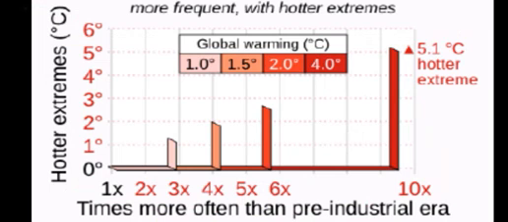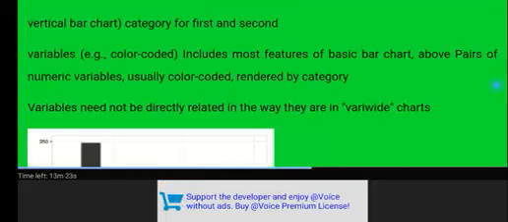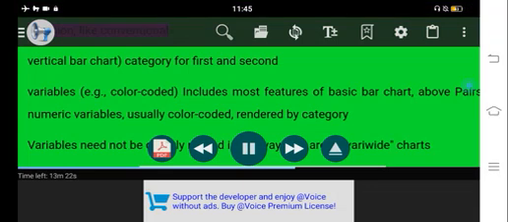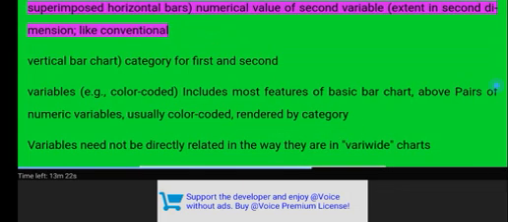Orthogonal composite bar chart. Numerical value of first variable, extent in first dimension. Superimposed horizontal bars, numerical value of second variable, extent in second dimension, like a conventional vertical bar chart. Category for first and second variables, e.g., color-coded. Includes most features of a basic bar chart. Above, pairs of numeric variables, usually color-coded, rendered by category. Variables need not be directly related in the way they are in variable-width charts.